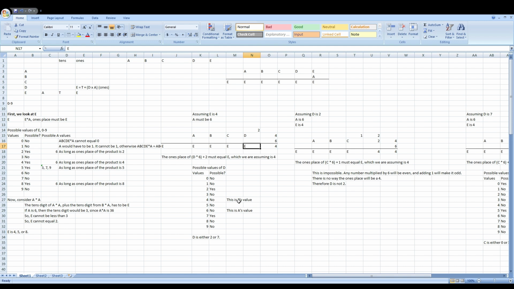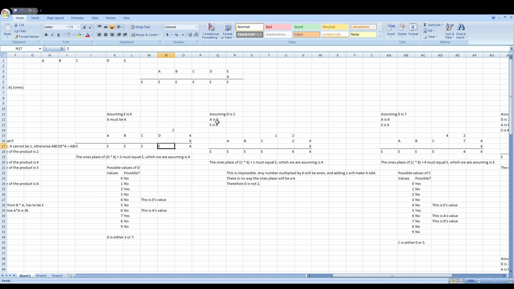We can't use 4 because that's E. We can't use 6 because that's A. How about 7? So 7 times 6, that's 42, plus 2 is 44. So again, the ones digit is 4. That matches up with E, and we would carry the 4 over to C. So we'll just go with 2 to start with, and then we'll go to 7.